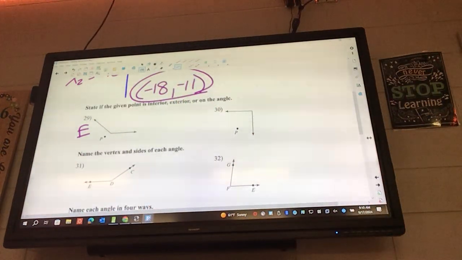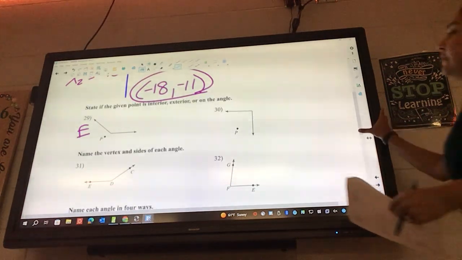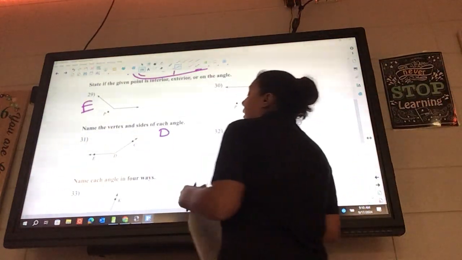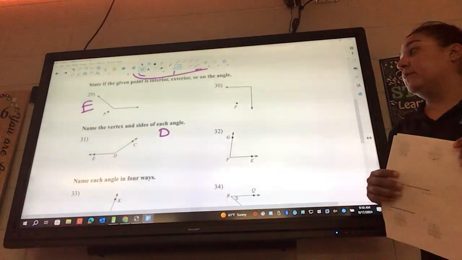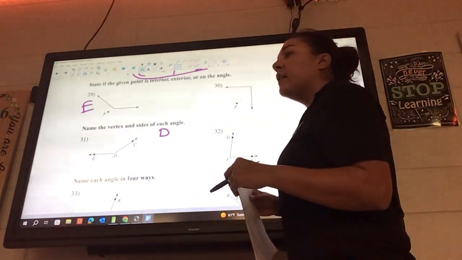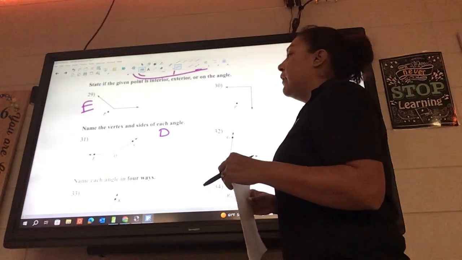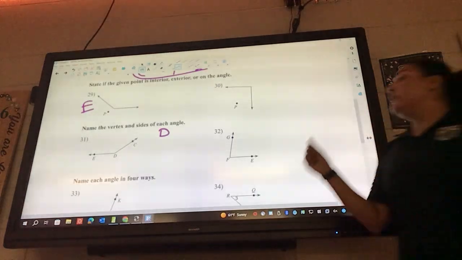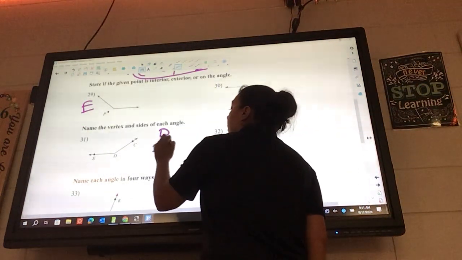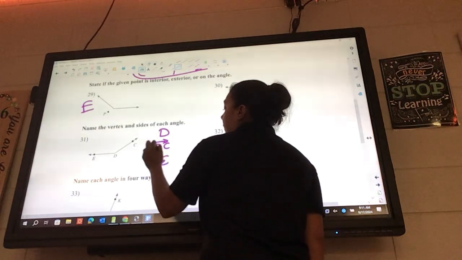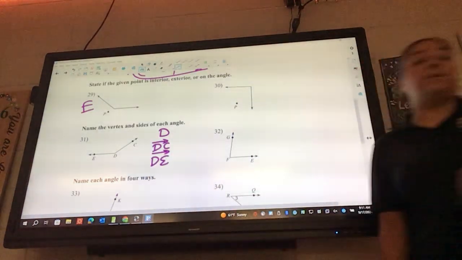Okay, 31. Name the vertex in sides of each angle. Which one is the vertex? The middle one, which is D. Okay, so the vertex is D. And then what about the sides? So the sides, we start from the vertex. DC is one. And remember, we need like this above it. What's the other one? DE. And that one we need above it, okay?